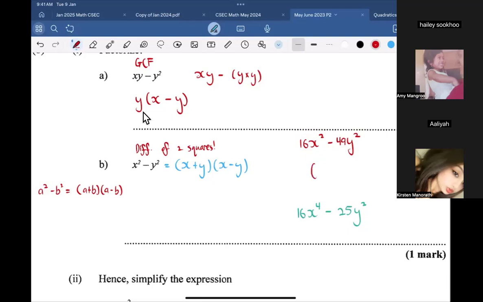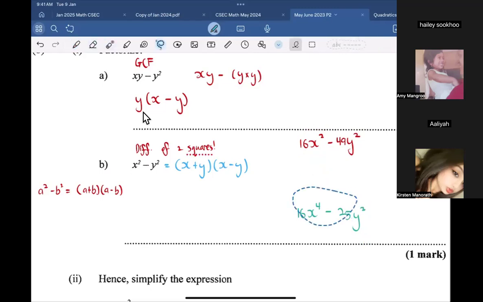If both of them were squared, it would have looked like this. So right now, the only thing being squared there is x, and the only thing being squared here is y. That's a problem. So let me show you what we do in situations like this.